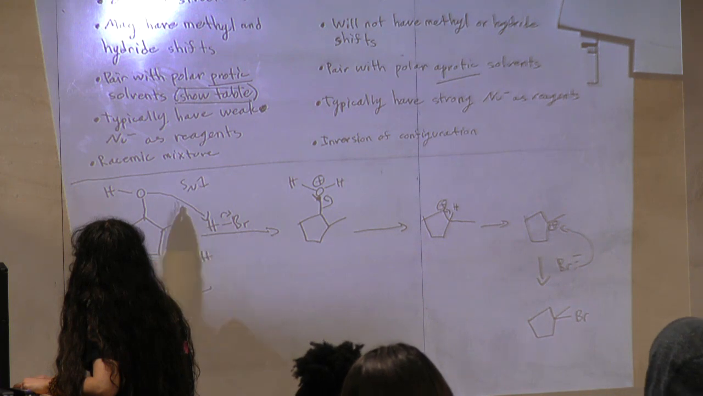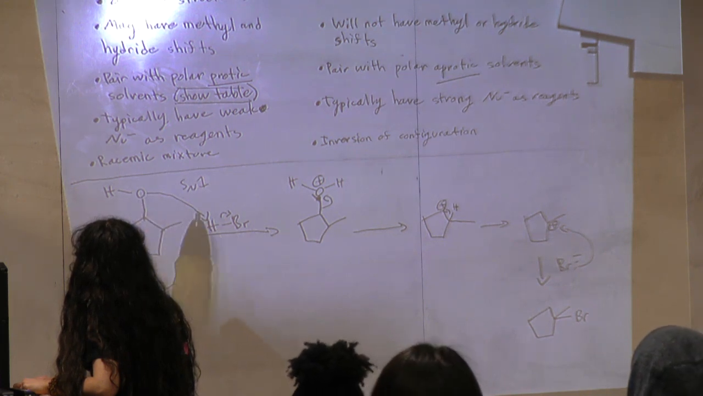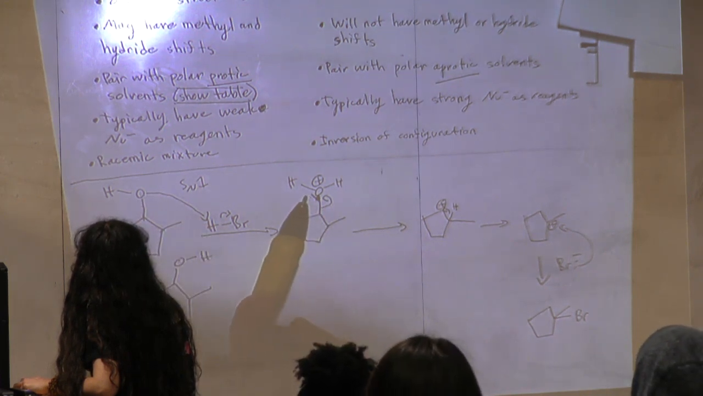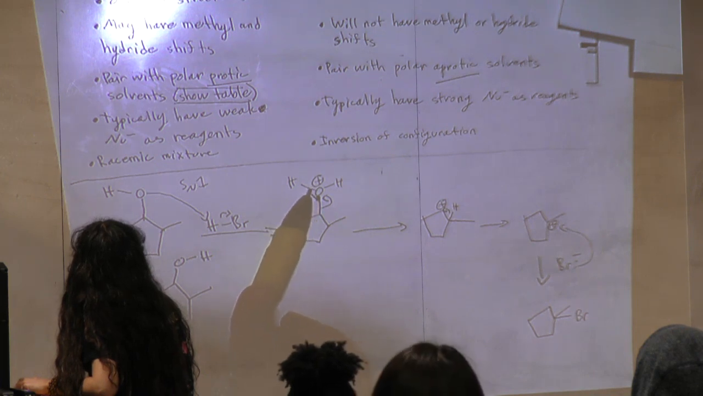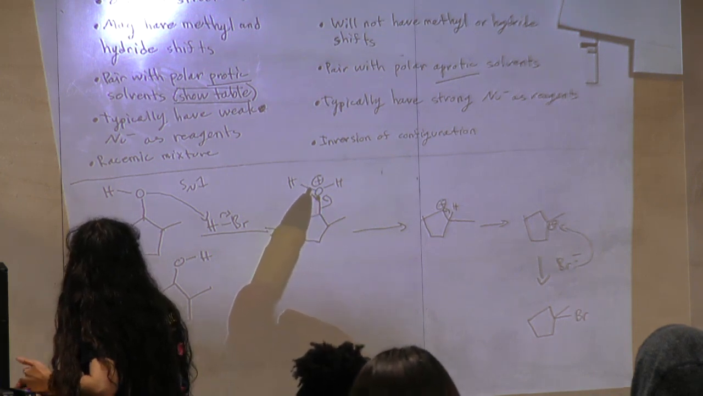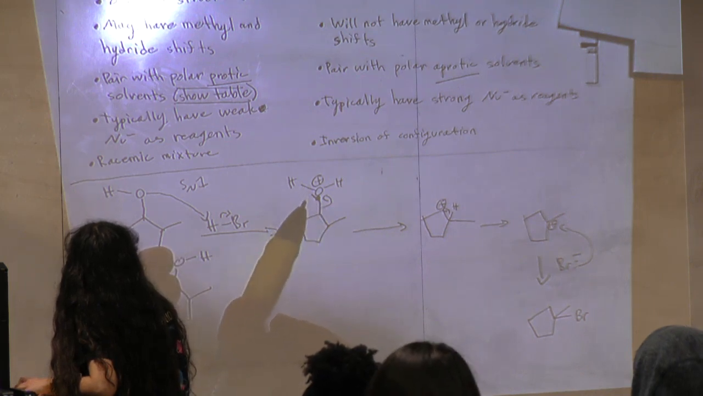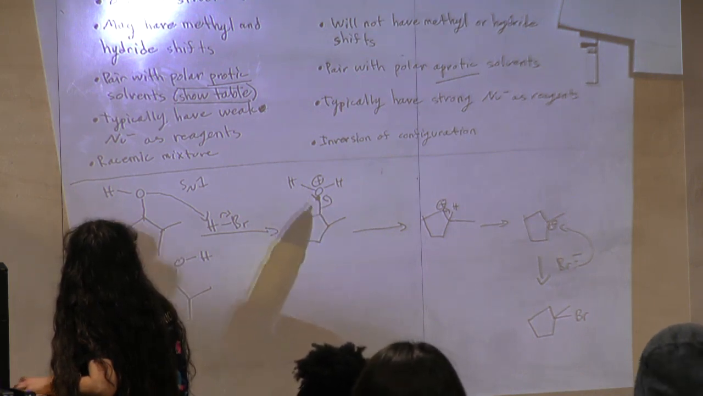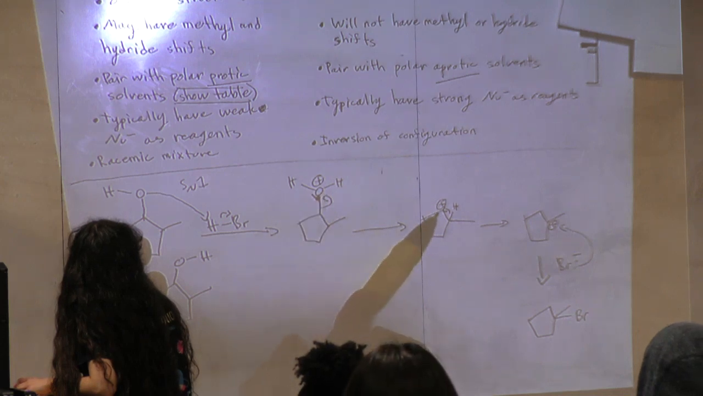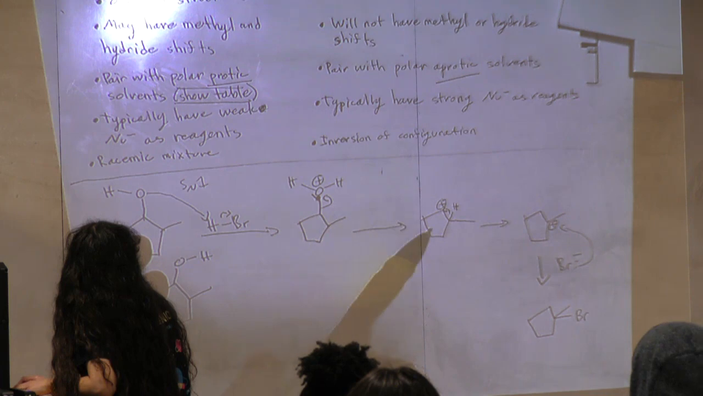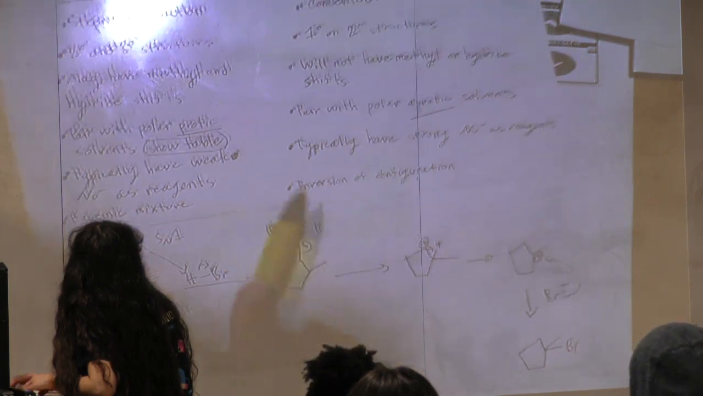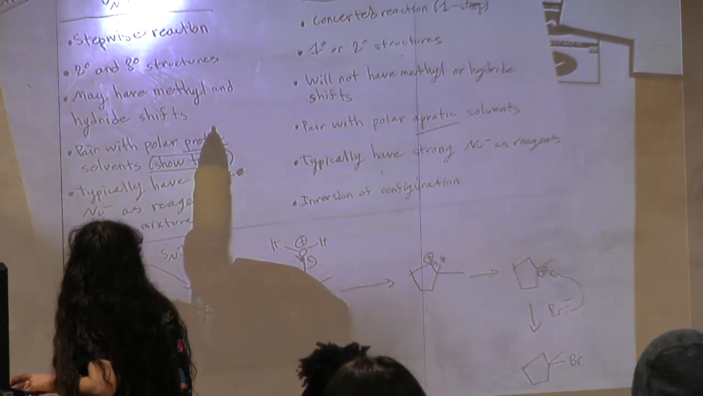protonate it first. So I protonated my oxygen with the hydrogen, and that formed water, which now the oxygen has a formal charge of +1 because it has 3 bonds. Then water, is it a good or bad leaving group? Yeah, it's a good leaving group. So we had water leave, and it turned into this secondary carbocation. Now, remember, when we have an SN1 reaction, we can have methyl and hydride shifts.